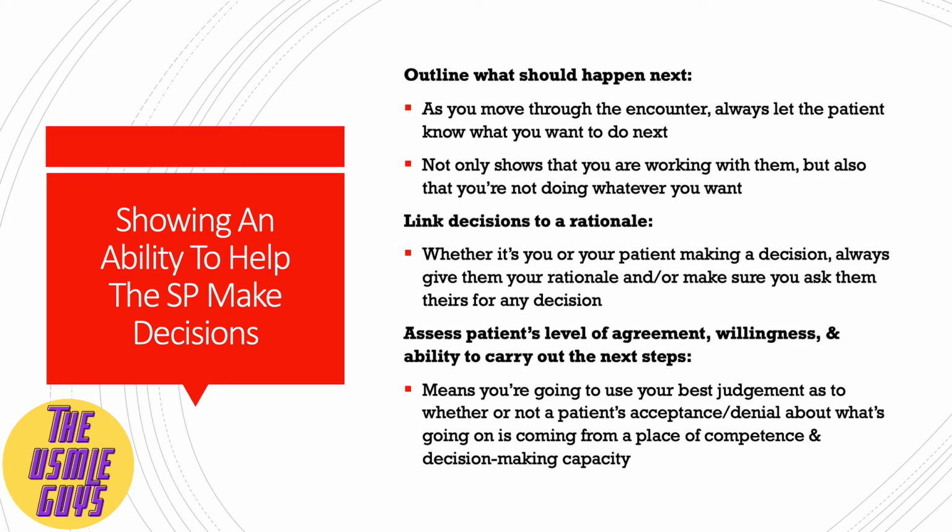Another way to show the ability to help the SP make decisions is to assess a patient's level of agreement, willingness, and ability to carry out the next steps. This means that you're going to use your best judgment as to whether or not the patient's acceptance or denial about what's going on is coming from a place of competence and decision-making capacity.